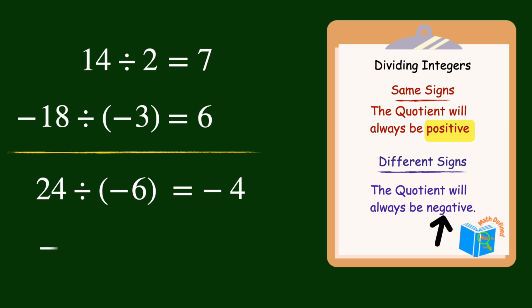Now what about negative 15 divided by 3? This time, the negative integer is being divided by a positive integer. Does the rule still apply? Yes, the signs are different, so our quotient will be negative. And 15 divided by 3 is 5, so negative 15 divided by 3 equals negative 5.